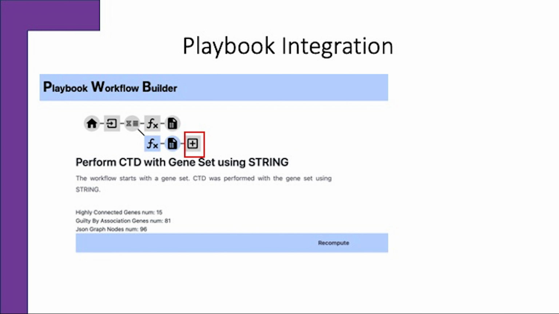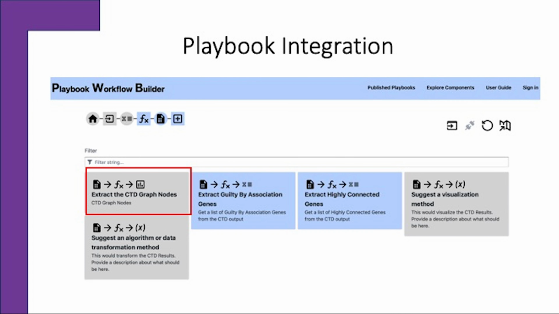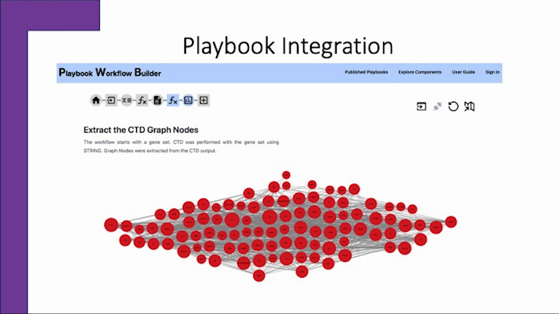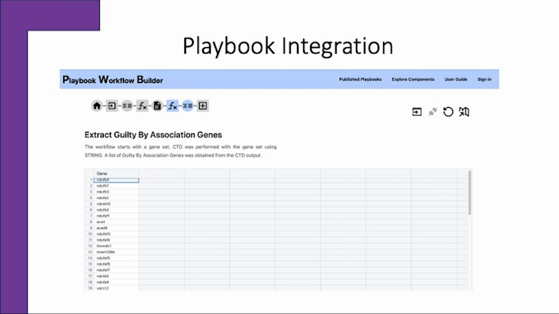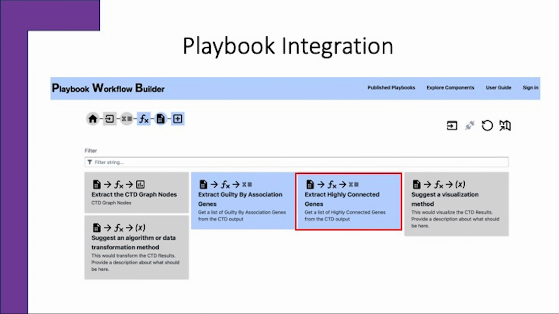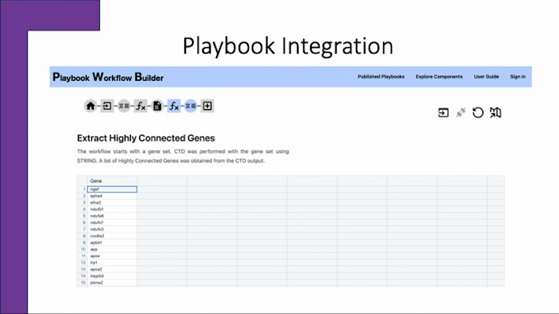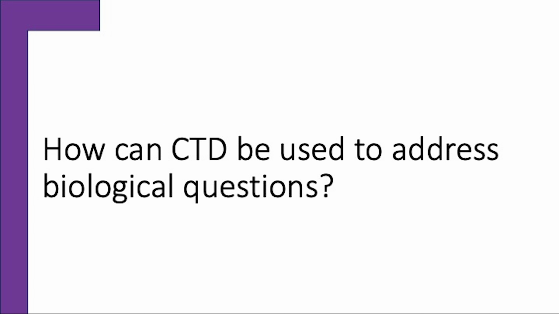So if you press the plus button here, you can see that you can extract these CTD graph nodes. And what this allows you to do is plot out as a network all of the highly connected sets of genes, as well as the genes that are guilty by association. So you can also choose to extract just the guilty by association genes, which would list them here, or just the highly connected sets of genes, which would create a list such as the one you see here.